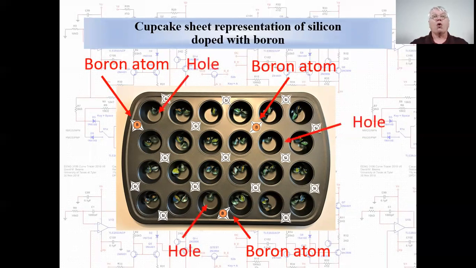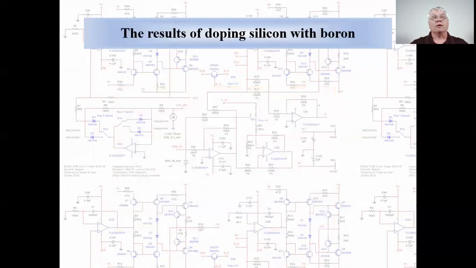Boron can form only 3 covalent bonds with its silicon neighbors. Thus, adding boron to silicon produces a crystal with excess holes. Now let's ask Nicola to explain the electrical consequences of adding boron to silicon.